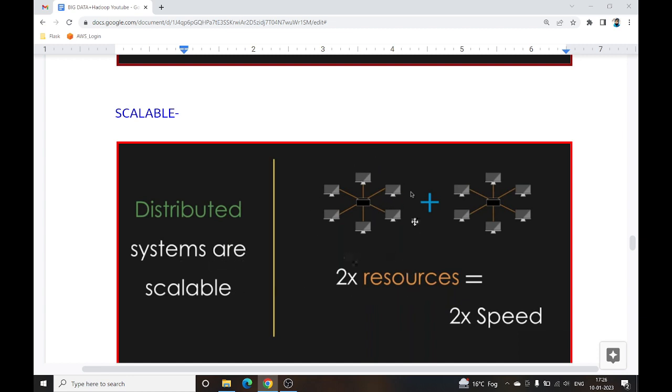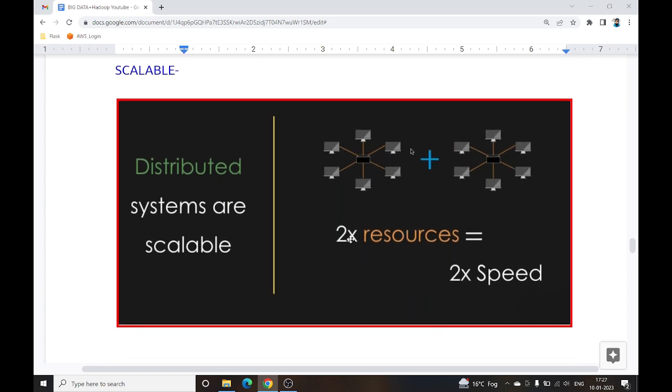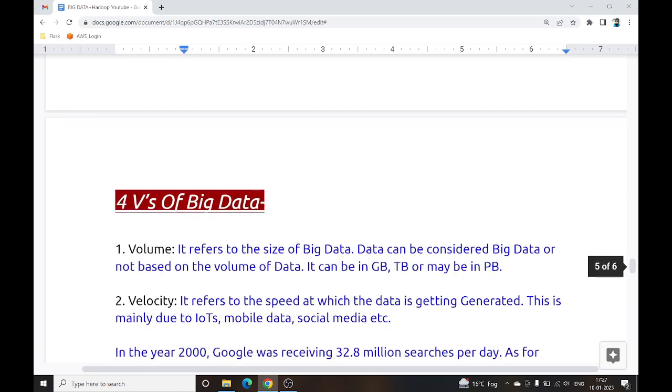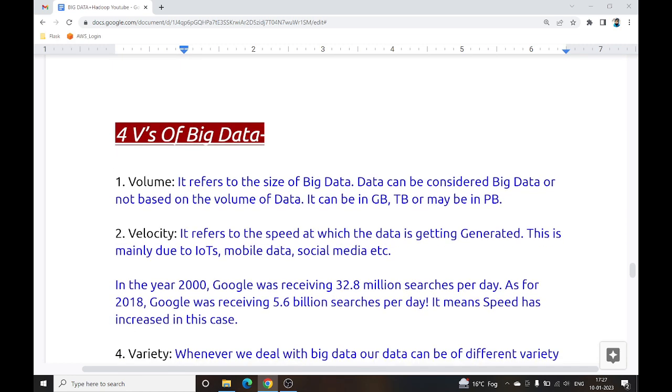So I have one cluster and I am combining that cluster with a second cluster, and after combining, I have 2x resources, meaning I have 2 clusters now, and my speed will be twice. So processing of data would be much faster in this scenario. So this is why we use distributed systems in big data processing. Let's come to the next topic, that is the 4 V's of big data.